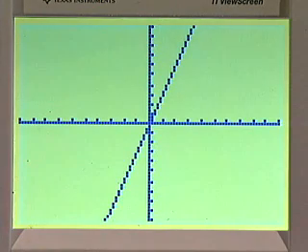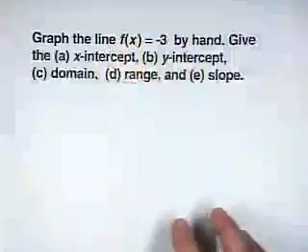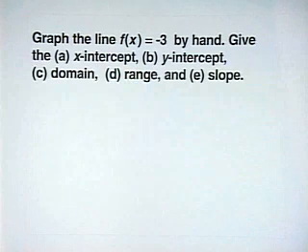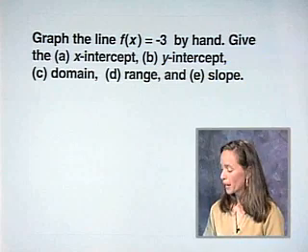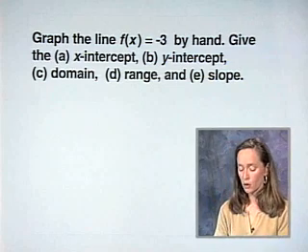We move on from here to the final item in this section, which is to look at 2 special cases of lines, horizontal lines and vertical lines. To begin with, horizontal lines have slope 0. They rise 0 units for any amount of run. Here's an example. Let's graph the line f of x equals -3 by hand. We'll give the x-intercept, y-intercept, domain, range, and slope.